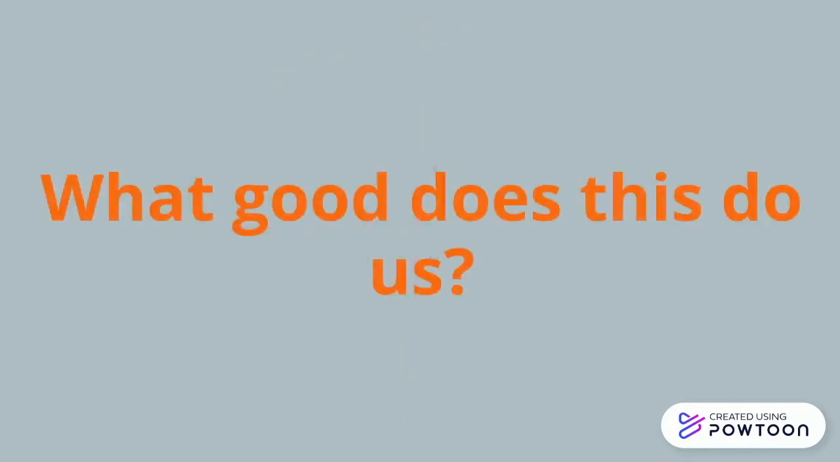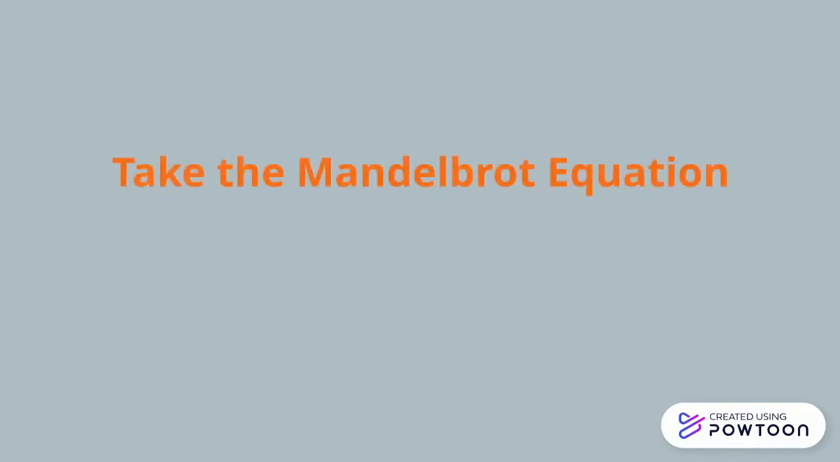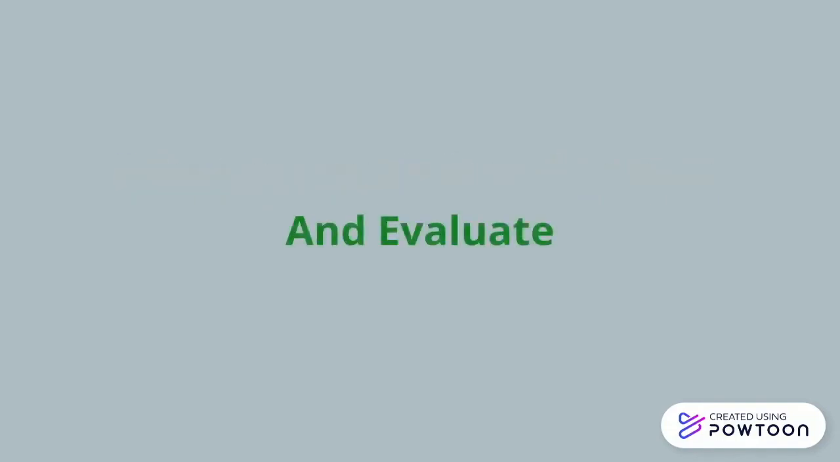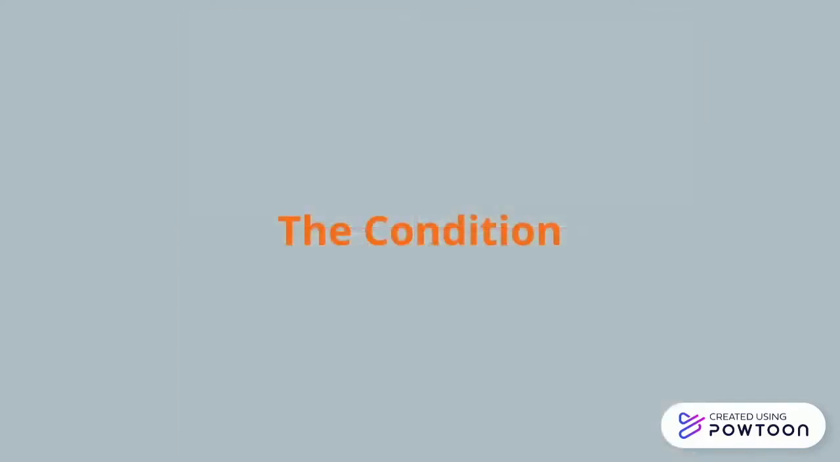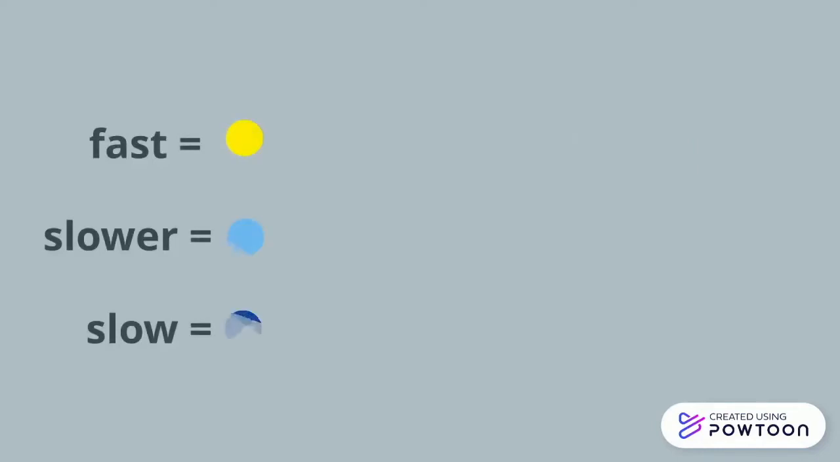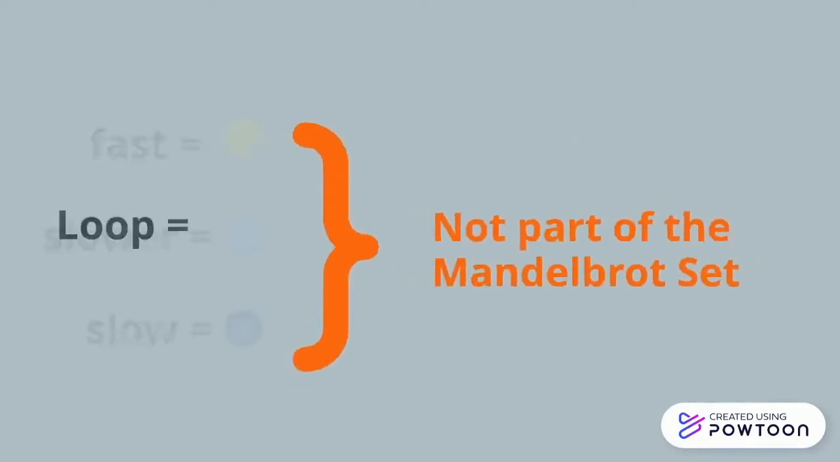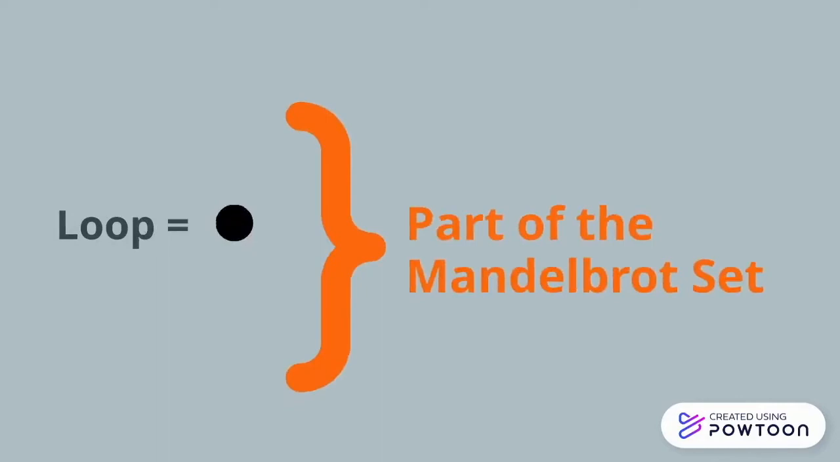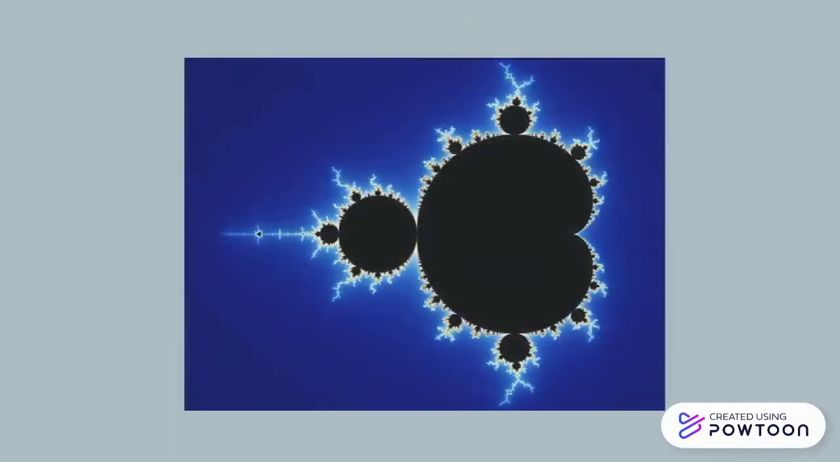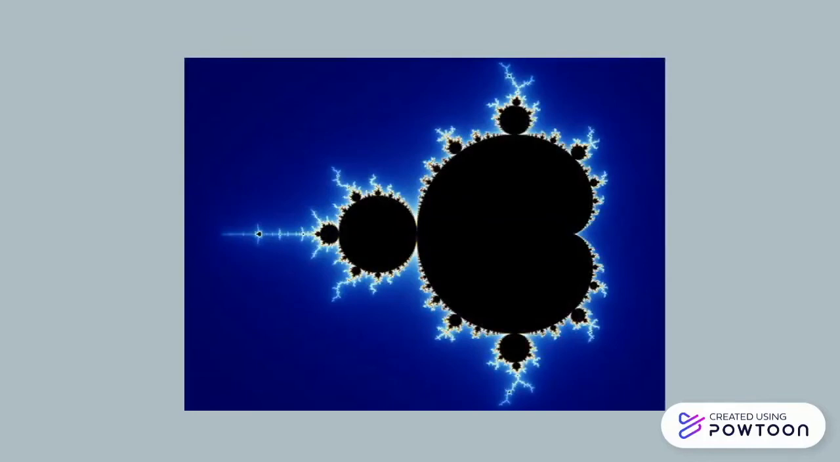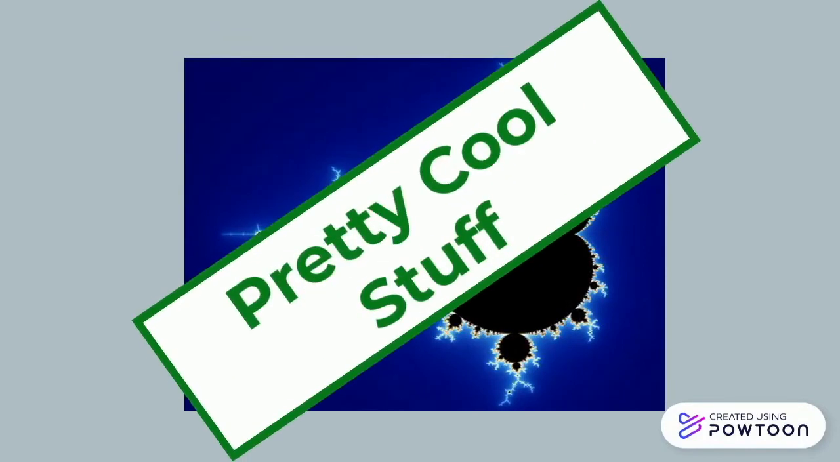But what good does this do us? Now, we can apply the Mandelbrot equation and evaluate over the full complex plane to identify which complex values satisfy the condition. If we plot the complex values as different colors based on how fast the Cn terms increase, and plot the complex values which produce a loop as black, this produces the Mandelbrot image. Let's take a closer look at the Mandelbrot image itself. Woohoo! Isn't that some pretty cool stuff?